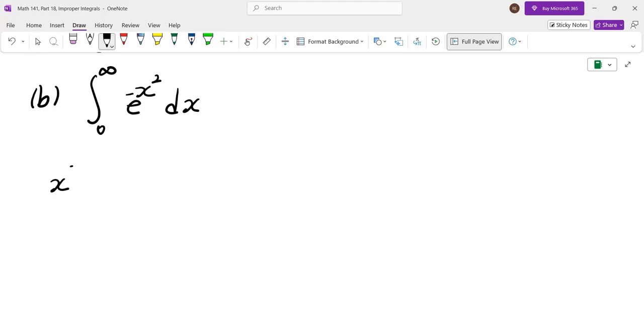Well, if you look at it, x squared is more than x if x is more than 1. So that tells us that negative x squared is less than negative x. What is the benefit of this? The benefit is we can integrate e to the power of negative x.